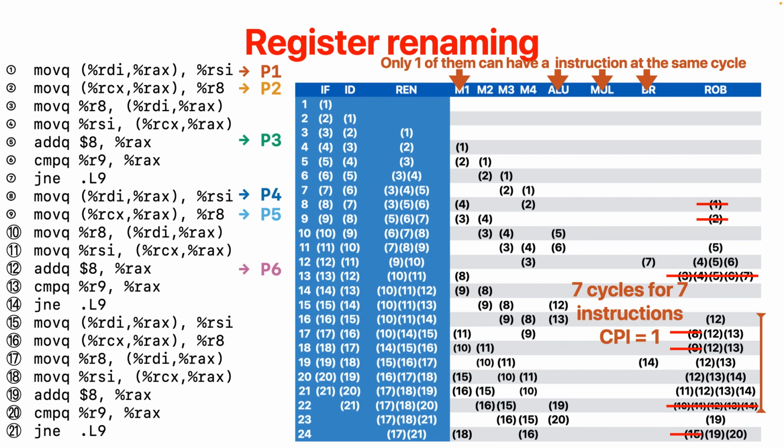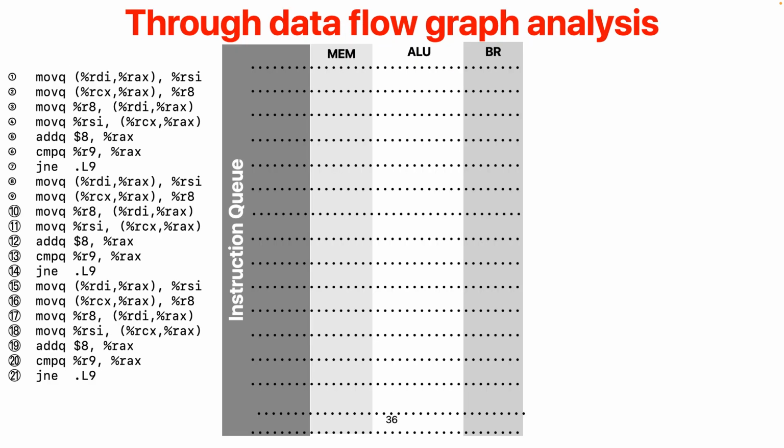Some of you might be asking, during the exam I don't have that much time to complete this table. Is there an easier way to make this analysis? Throughout this class, this is what I expect you to do. First of all, imagine, what's the rationale behind register renaming and out-of-order execution?